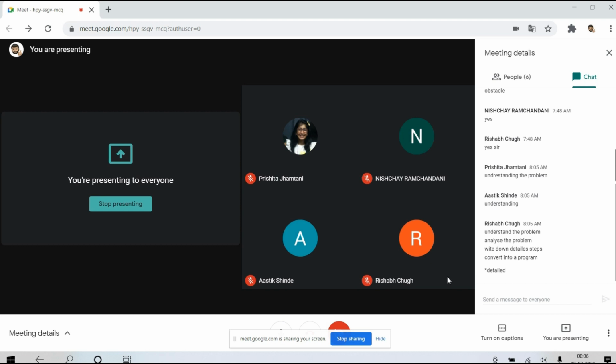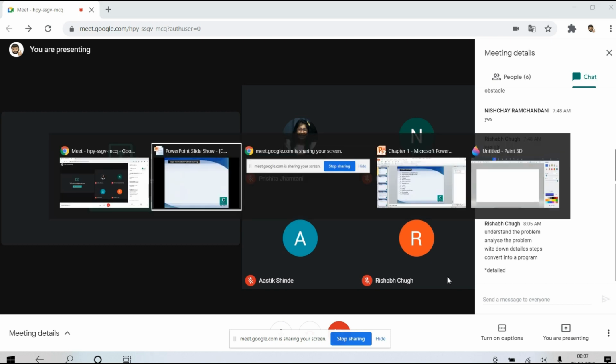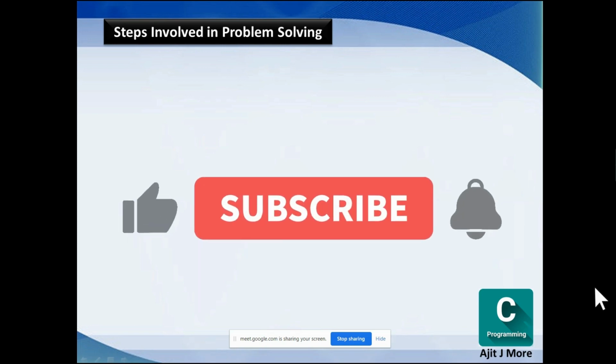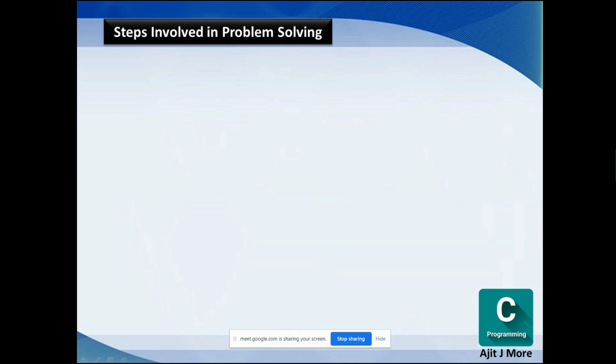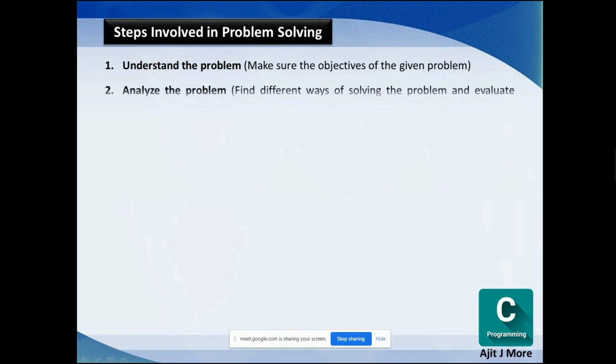Very quickly, Rishabh has given all 4 steps. Good. Prashita also wrote the first step. Astik also wrote. Good. Now if you do this kind of interaction till the end of the course, I'm sure you'll learn many things. So quickly we'll go through these steps.